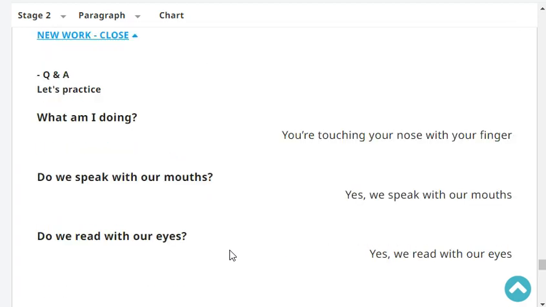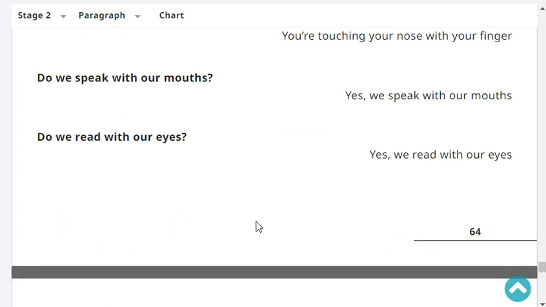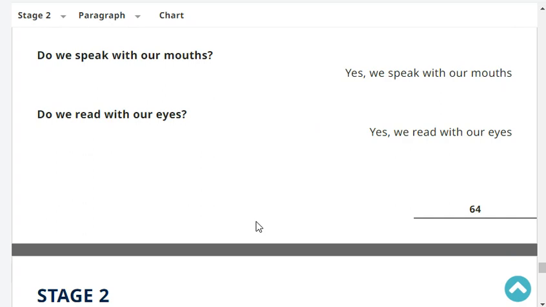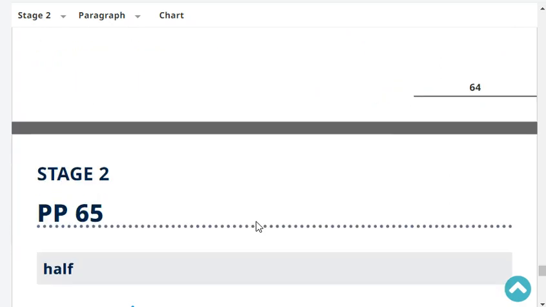Let's practice. What am I doing? You're touching your nose with your finger. Do we speak with our mouths? Yes, we speak with our mouths. Do we read with our eyes? Yes, we read with our eyes. Very good.